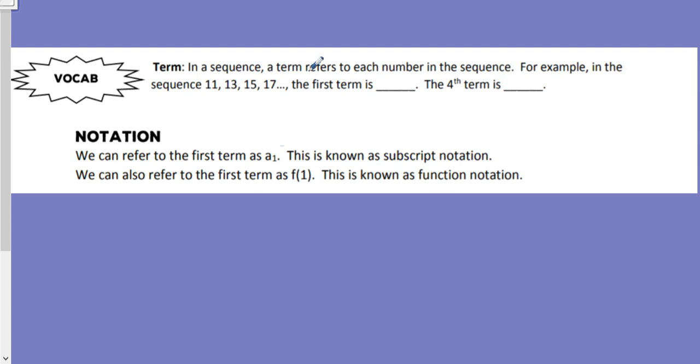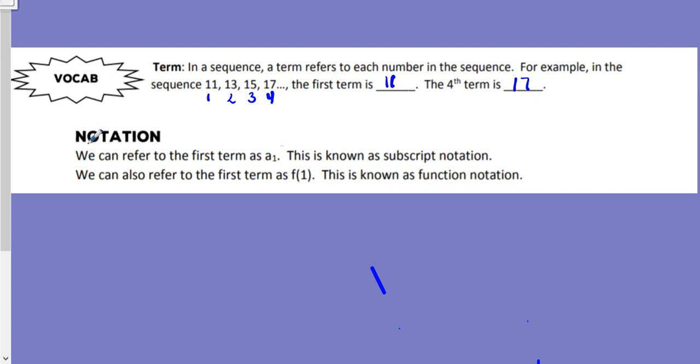Term. In a sequence, a term refers to each number in the sequence. For example, in sequence 11, 13, 15, 17, the first term is 11. And the fourth term, 1, 2, 3, 4, is 17.